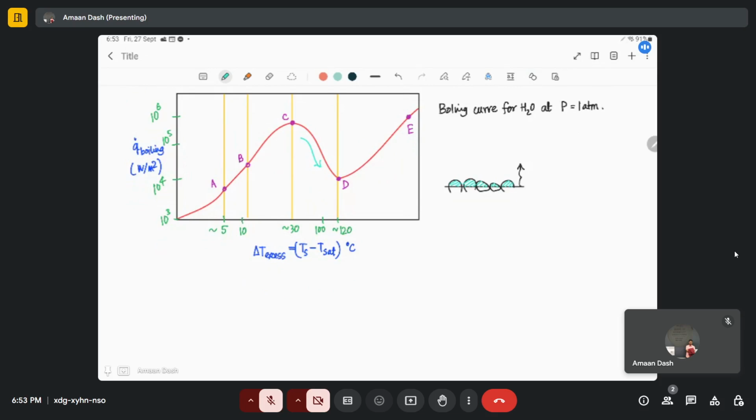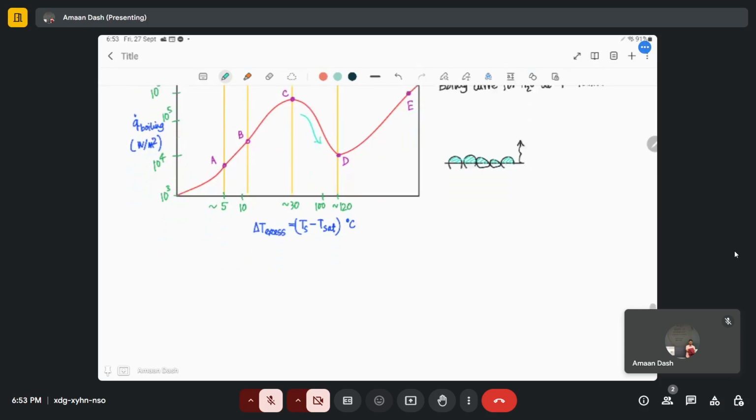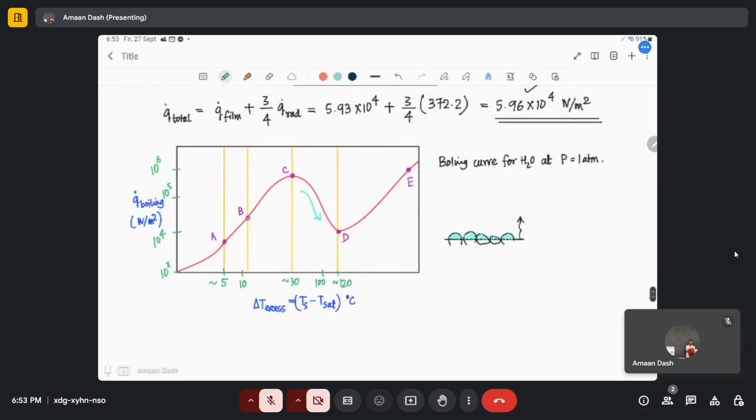Okay. Let's do another question. I think we have discussed enough. Also, another thing, you see this particular shape of this boiling curve. It goes here and then increases and then decreases. So this particular shape of the boiling curve, does it depend on the geometry?